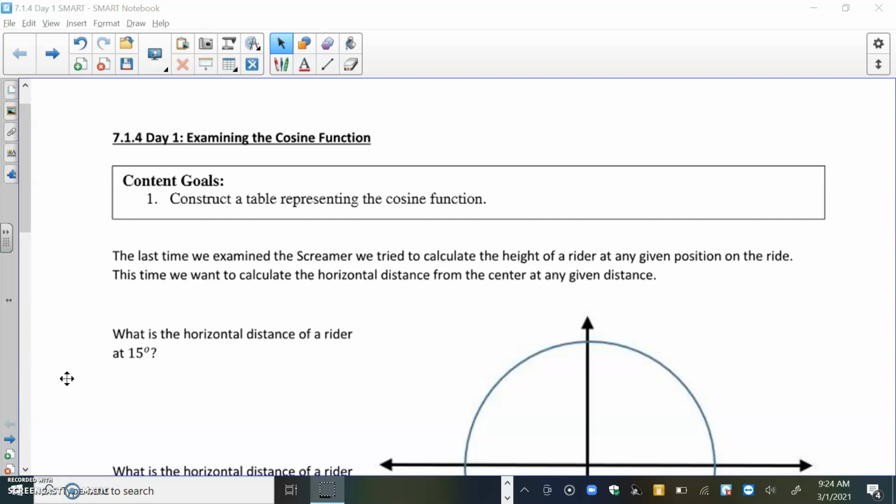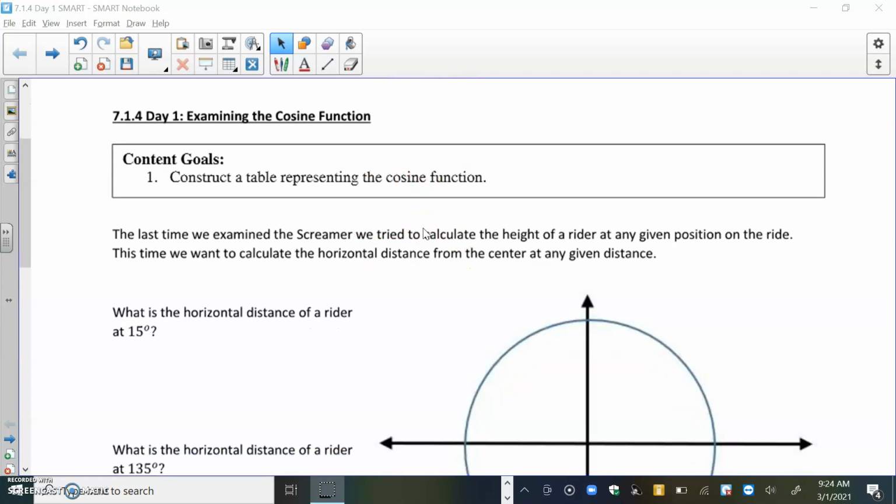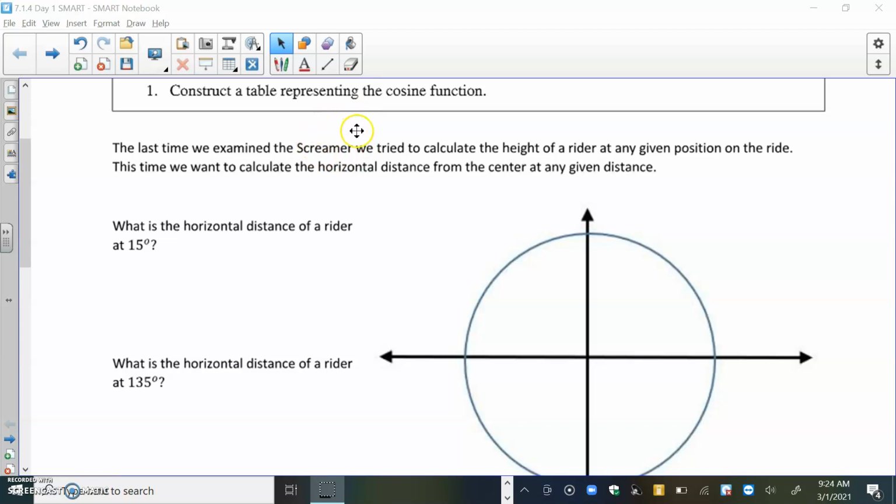Last week we focused on the sine function, and so this week we are going to put a lot of focus on the cosine function. So if you remember how we were using the screamer ride to kind of understand what was going on with sine, we're going to still be imagining it when we talk about cosine.